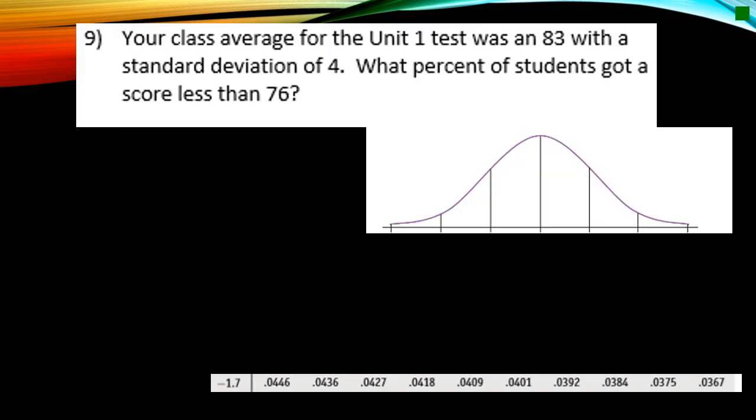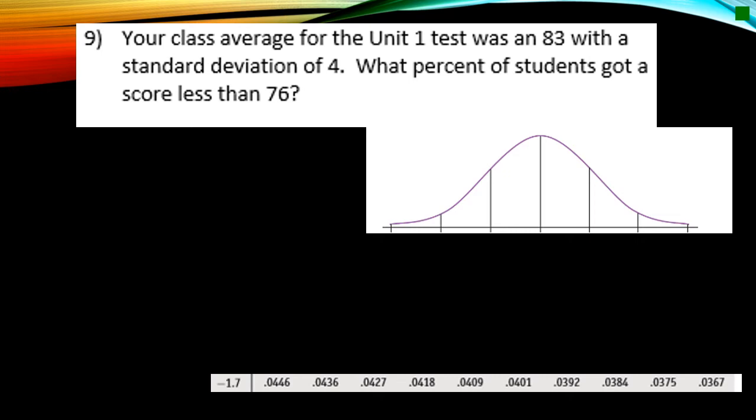So you were given the class average for your Unit 1 test. It was an 83 with a standard deviation of 4, and we're trying to figure out what percent of students got a score less than 76. So at first glance, this looks like a normal curve problem where you label your normal curve and then you add all the percents less than 76.